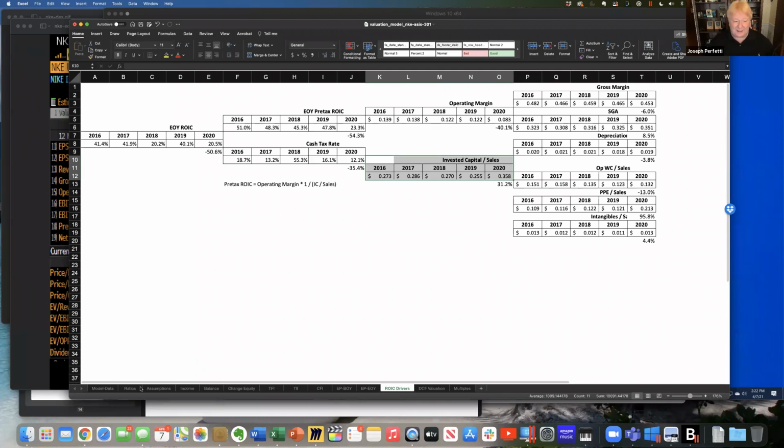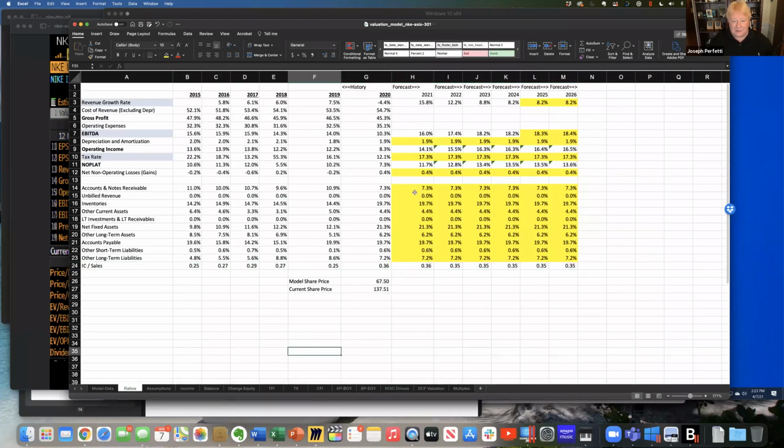That may not be the case for Nike, because if we look at these numbers, we see that invested capital to sales spikes between 19 and 20. It goes from 26 cents to 36 cents because they're spending a lot more on PP&E and more on working capital. You can actually see this right here in the ratios. These balance sheet ratios, which are all our percentage of sales, spike here in inventory and here in net fixed assets, which is causing invested capital to sales to jump.